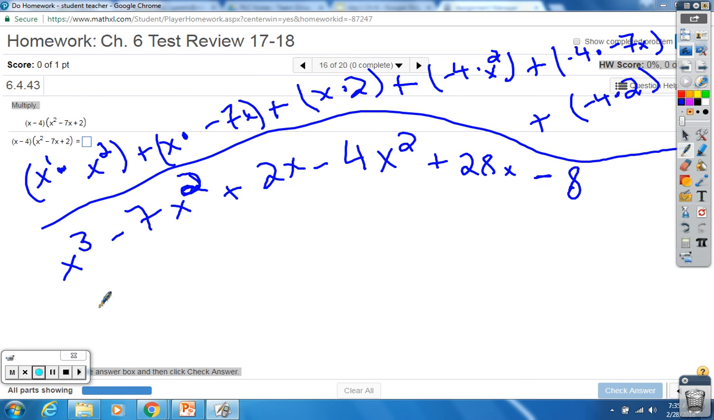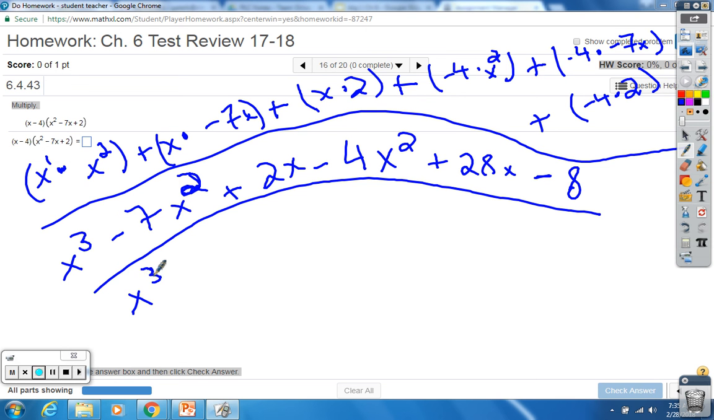Okay. And now we'll actually have to simplify one more time because we have some like terms here. So first I'll put down my highest degree term, x to the third. Then I'll just cross it out as I'm dealing with them. So x to the third is dealt with. And then I'll deal with my next highest degree. So 2 would be my next highest degree, and I have negative 7x squared, and I also have negative 4x squared. So that'll turn into negative 11x squared, because a negative minus a positive makes it more negative.